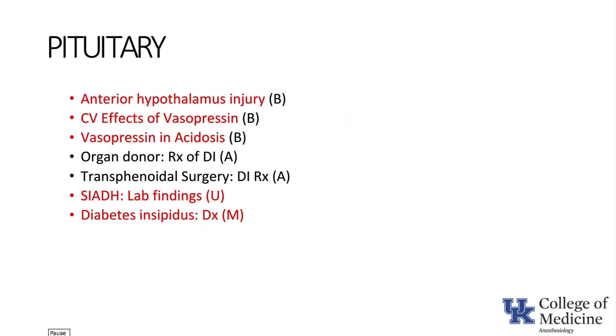These are the keywords relating to the pituitary items that have appeared on the in-training and board examinations over the last several years. B indicates the keyword was cited in the basic exam. A indicates it appeared in the advanced exam. U indicates it was used before the exam was divided into basic and advanced portions, so it was unspecified. And M indicates that the item was used in the maintenance of certification exams. The items appearing in red will be discussed in the podcast.